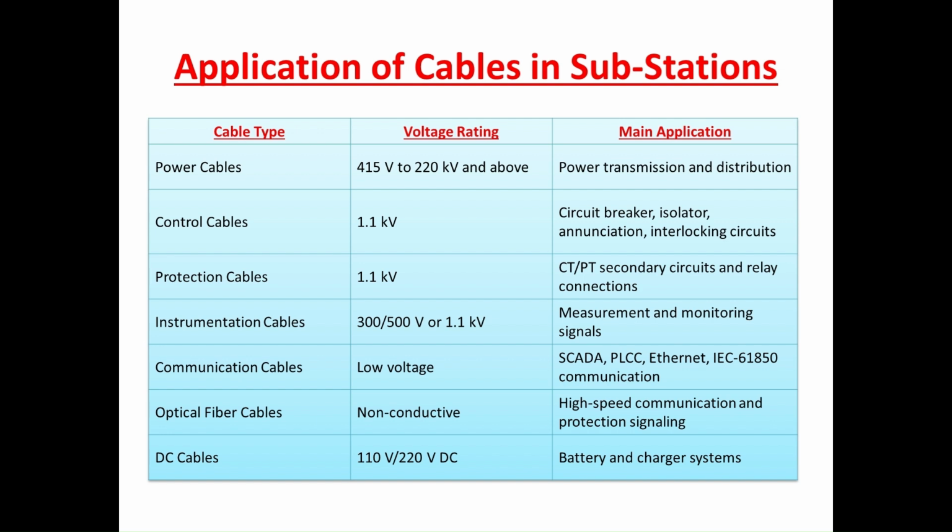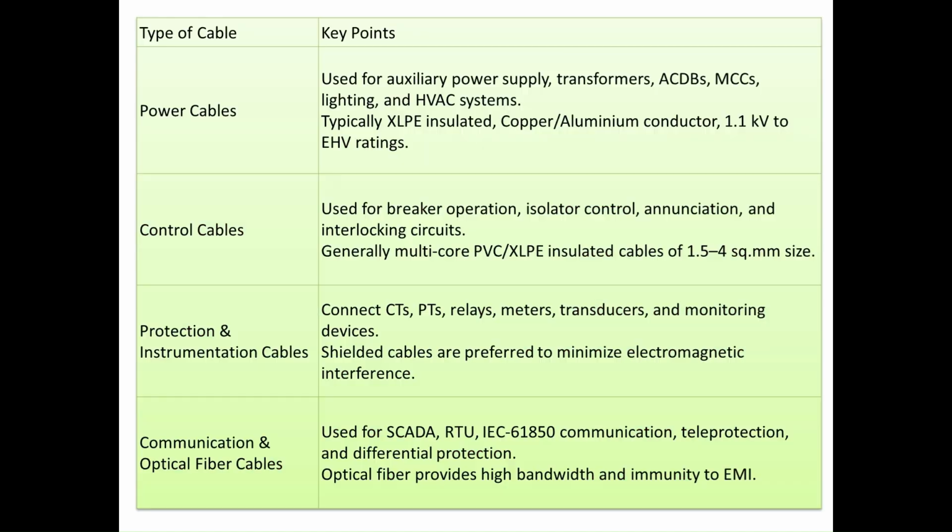Instrumentation cable for measurement and monitoring the signals. Communication cables for SCADA, PLCC, Ethernet communication. Optical fiber cable for high speed communication and protective signaling. DC cables for battery and charger systems. And here we have also mentioned the size and specifications based on the application, where it will be used, and up to what rating we can use these cables, in an elaborative way.